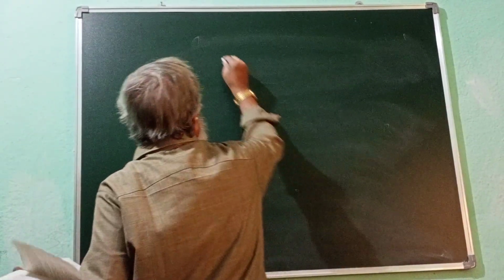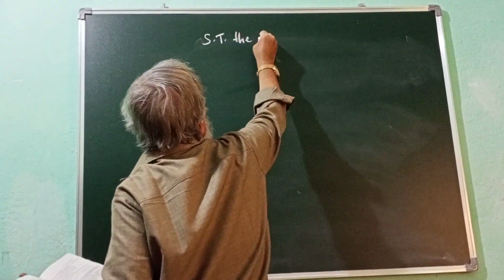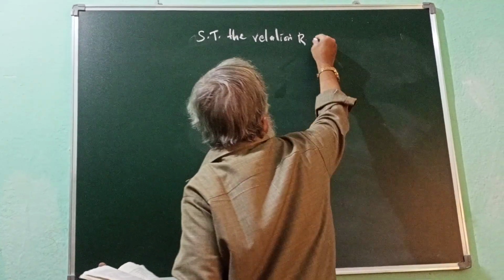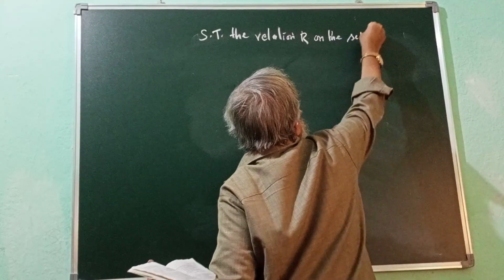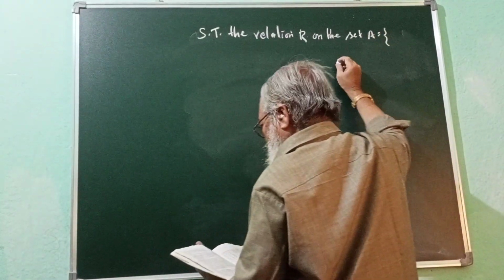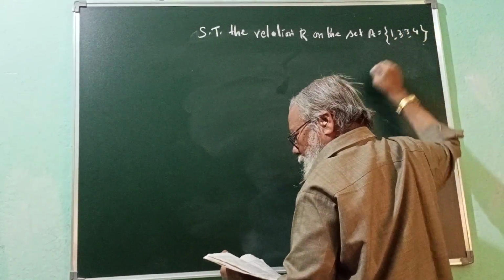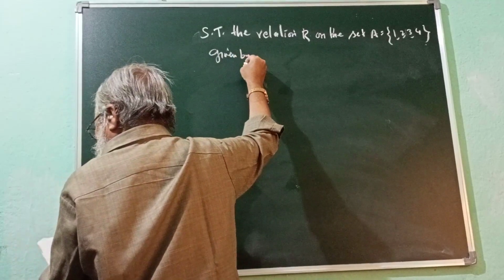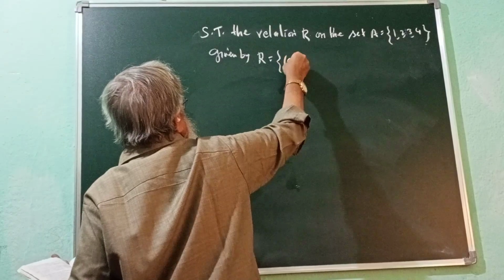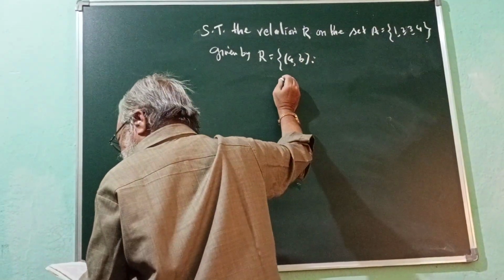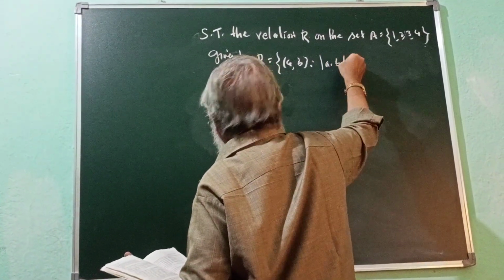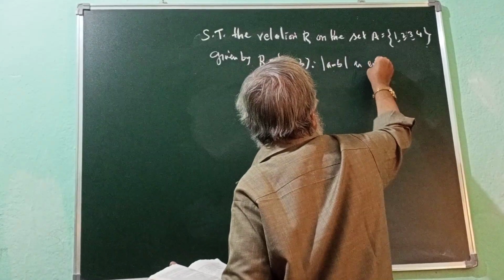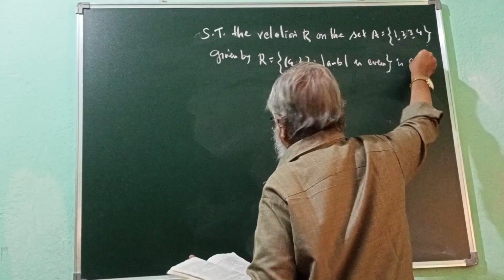Show that the relation R on the set A, which contains 1, 2, 3, 4, given by R is equal to (a, b) such that mod of a minus b is even, is an equivalence relation.